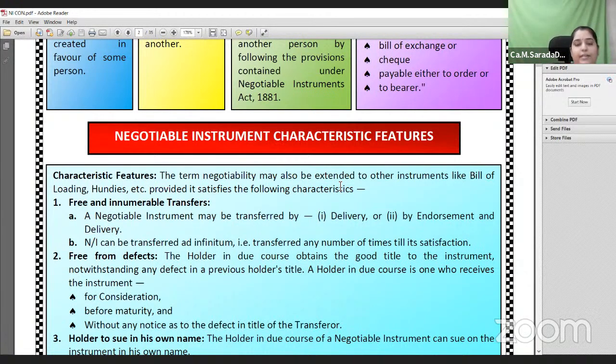Now, what about check? Check, I will tell you later on. Now that you are thorough with the promissory note and the bill, I will tell you about check afterwards. Now, what are the important characteristic features of a negotiable instrument?